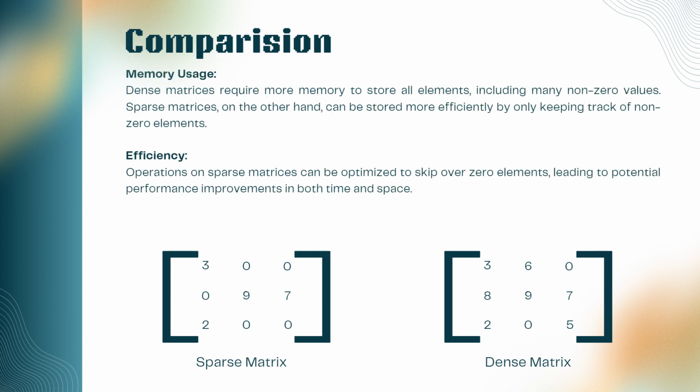Comparison between sparse and dense matrices. Memory usage: dense matrices require more memory to store all elements, including many zero values. Sparse matrices, on the other hand, can be stored more efficiently by only keeping track of non-zero elements. Efficiency: operations on sparse matrices can be optimized to skip over zero elements, leading to potential performance improvements in both time and space.